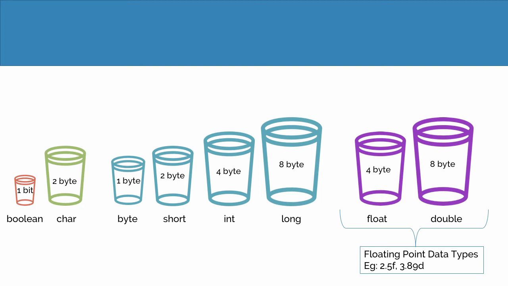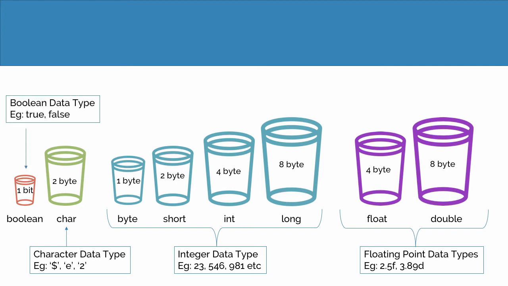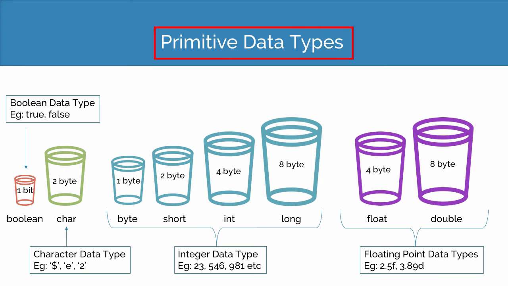Now at the center I have byte, short, int, and long, and all these data types are capable of storing the integer data type, such as the numbers that do not contain a decimal part. And then we have the char that can store a single character, may it be a number, an alphabet, or a special symbol. And this boolean can either store true or false, that is the boolean data type. Now all these data types altogether are known as primitive data types in Java.